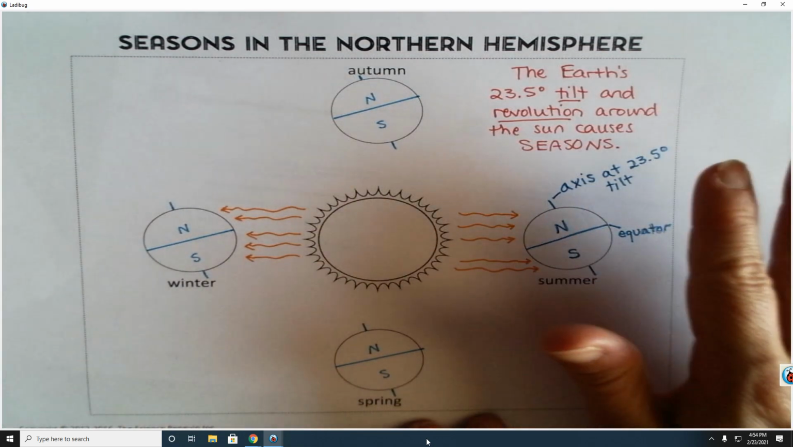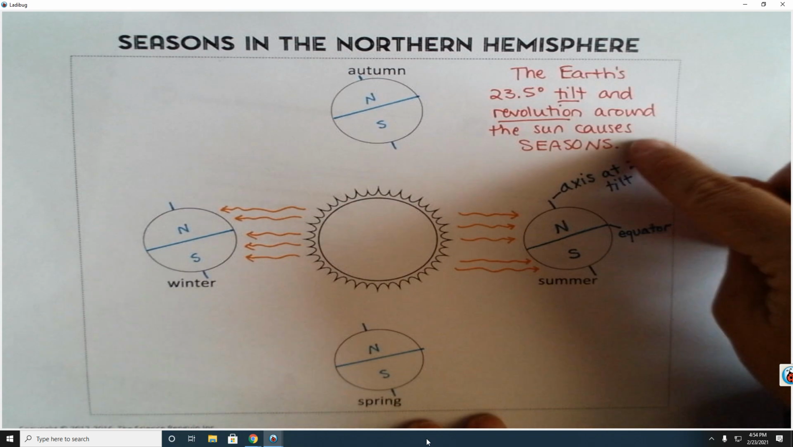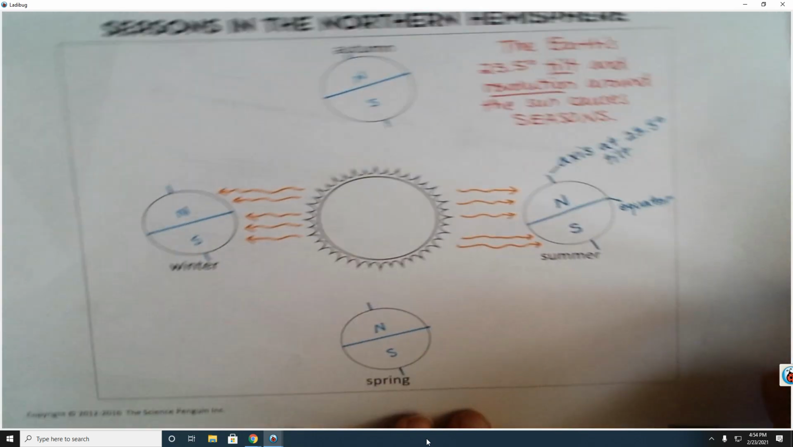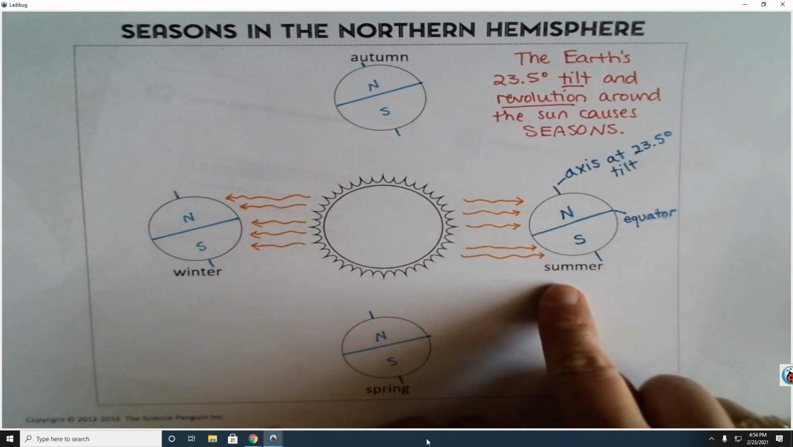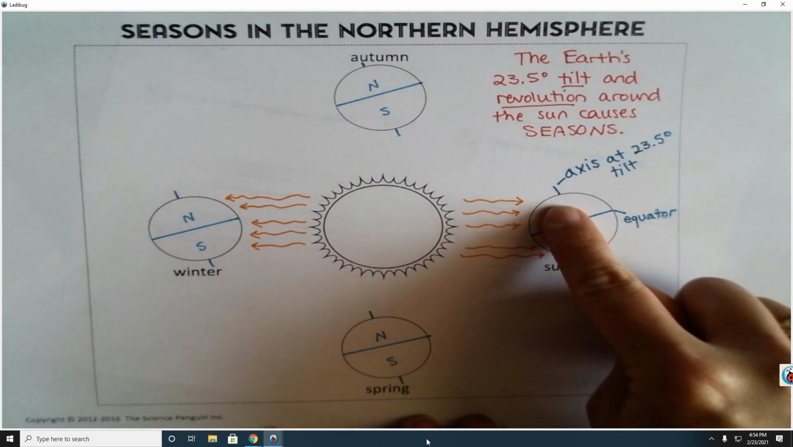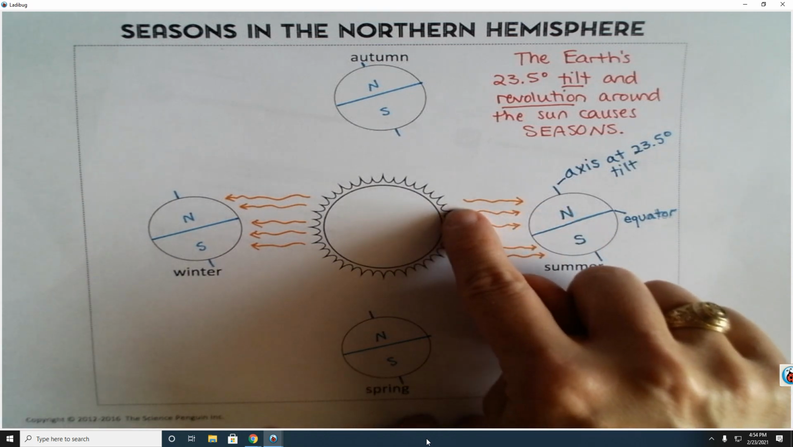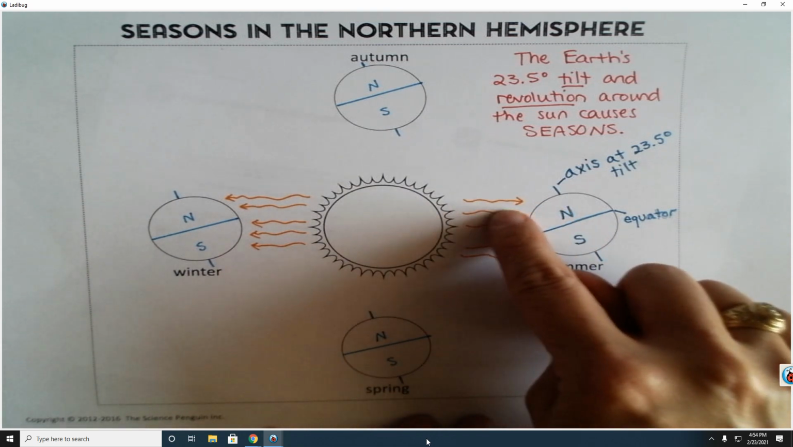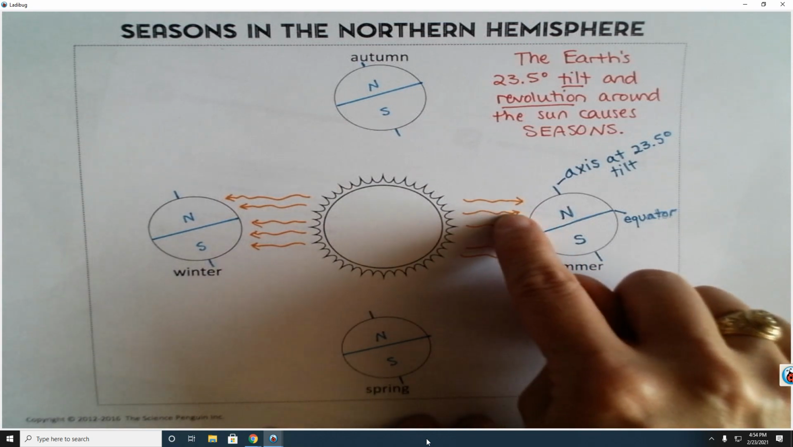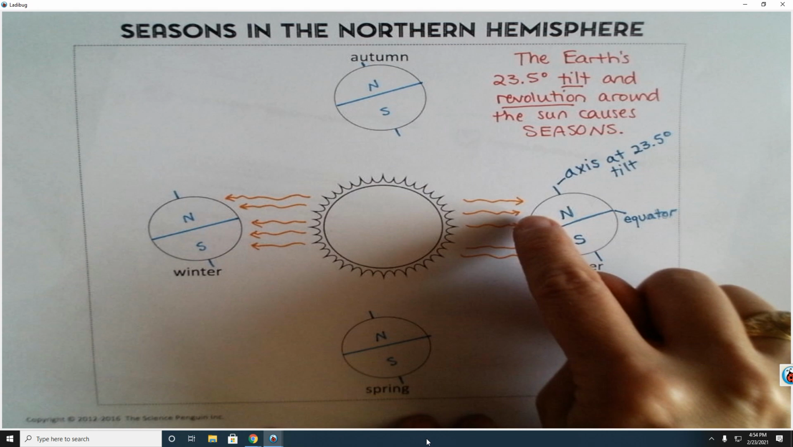And so what you see here, I've added the Earth's tilt and the revolution around the sun is going to cause the seasons. So if we start with summer, okay? What you're going to see in summer, when we have summer here in the north, we're tilted closer to the sun. So you see these little heat and light waves coming from the sun. They don't have to travel as far because we are actually tilted towards it when we have summer.